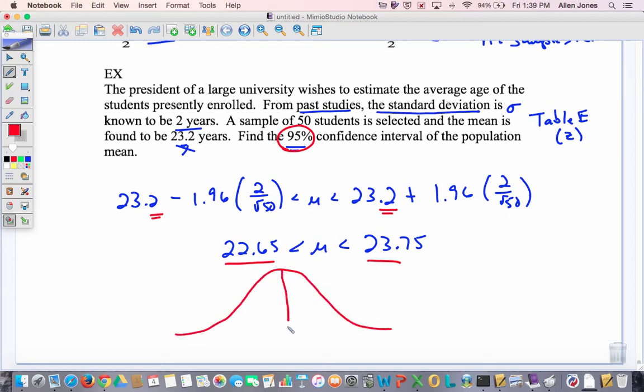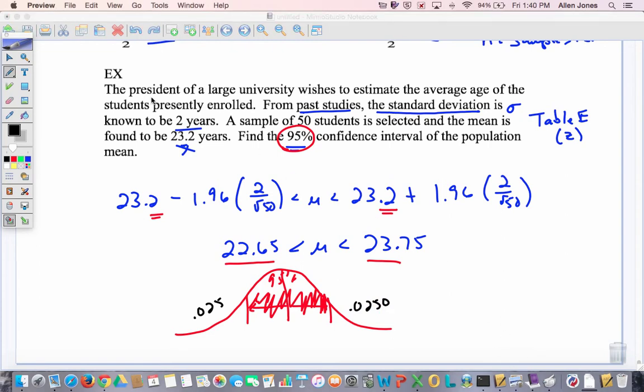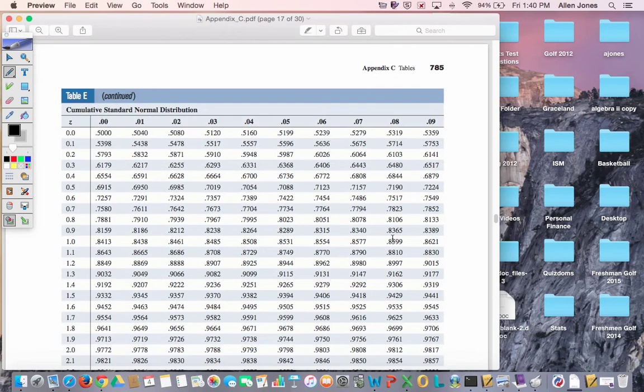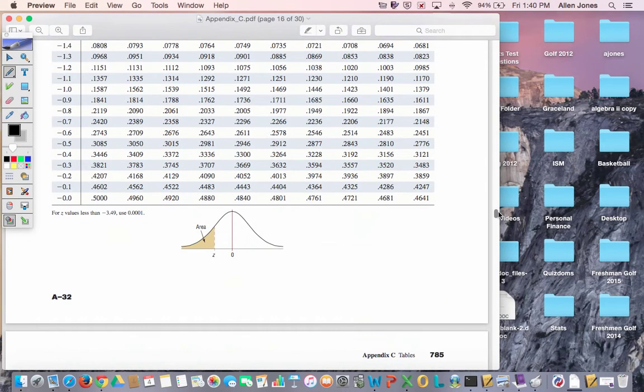As I mentioned, 95% goes on either side, and this middle shaded part is our 95%, which means outside of that I have a total of 5%, or 2.5% on each side. So from here I would go to our table and look up inside the table the number closest to 0.025.